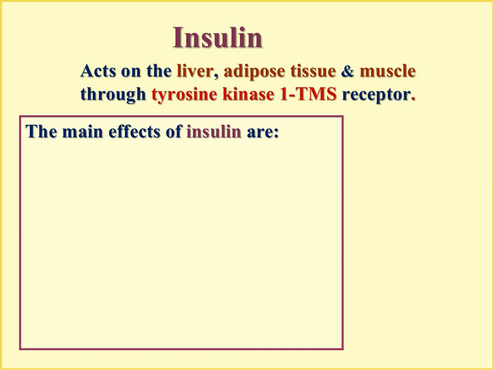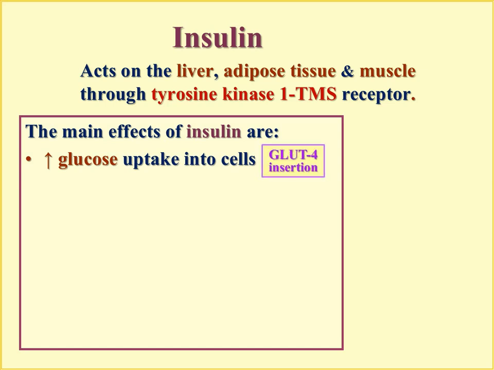But of course, the first to be mentioned is the effect on carbohydrate metabolism, which involves increased glucose uptake into the cells. And to facilitate this process, insulin stimulates insertion of specific glucose transporters into membranes of the insulin-dependent cells, adipose tissue and muscle. This is the so-called glucose transporter 4, GLUT4 insertion. We'll talk separately about this.